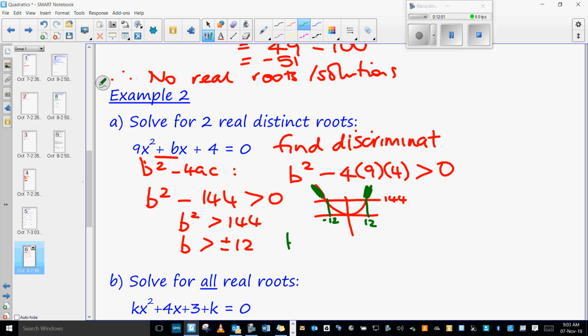B is less than negative 12 and greater than 12. Nice. You all happy with that?